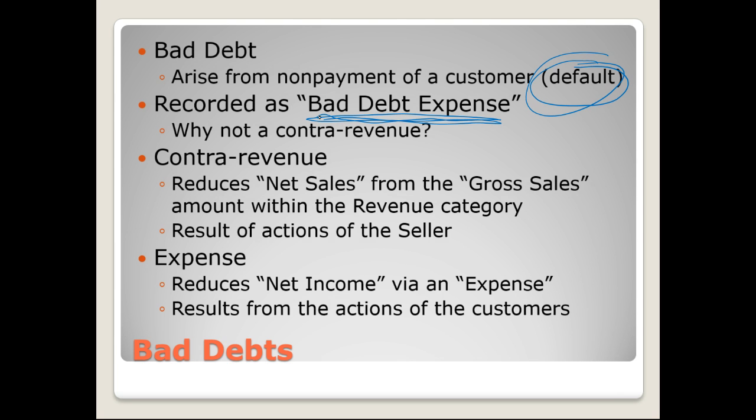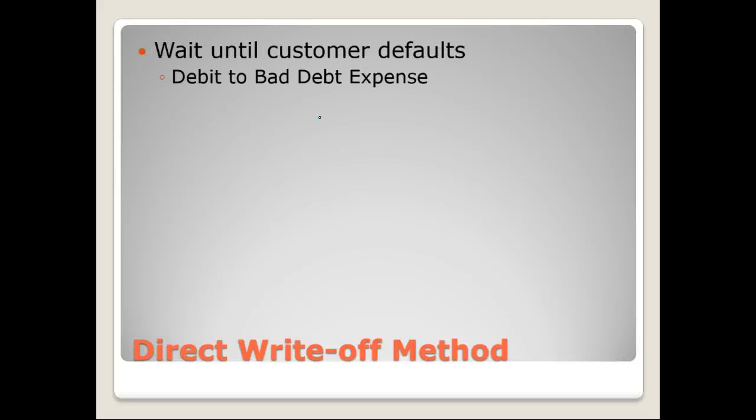Now there's two ways to deal with bad debts. As a selling company, you can sit around and wait until a customer defaults, and then you would debit that amount to bad debt expense and credit your accounts receivable. Obviously, you were sitting around with some debit in your accounts receivable. You expected to get paid. You didn't get paid, so you have to reduce your accounts receivable with a credit entry and you debit bad debt expense. Here's the problem with that.